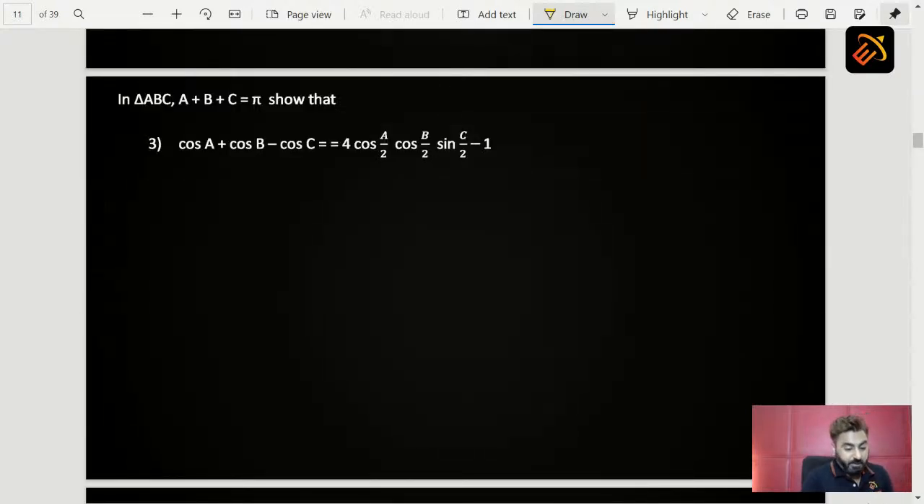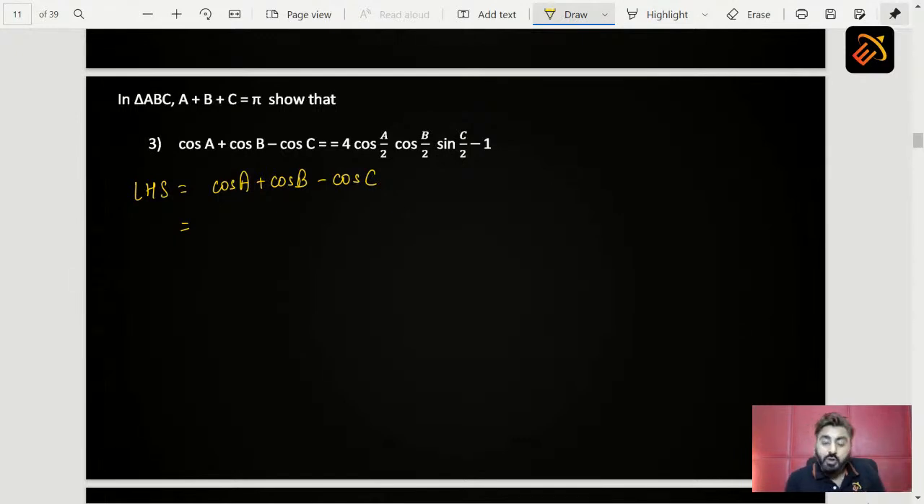in triangle ABC, cos A plus cos B minus cos C is equal to 4 times cos A by 2 into cos B by 2 into sin C by 2 minus 1. So how to solve this? Now let's start with the left hand side. What is the left hand side? It is cos A plus cos B minus cos C. There is a plus sign between two trigo terms, that means factorization formula.